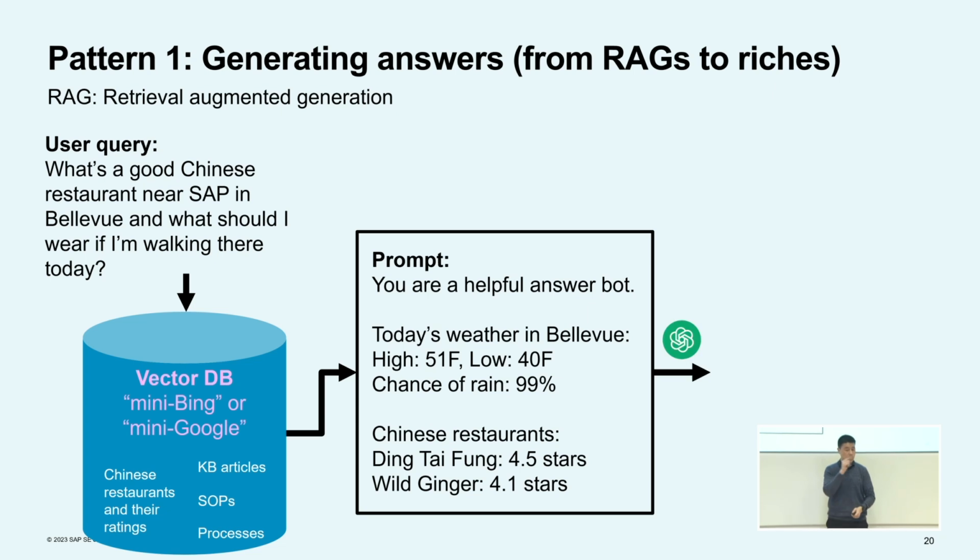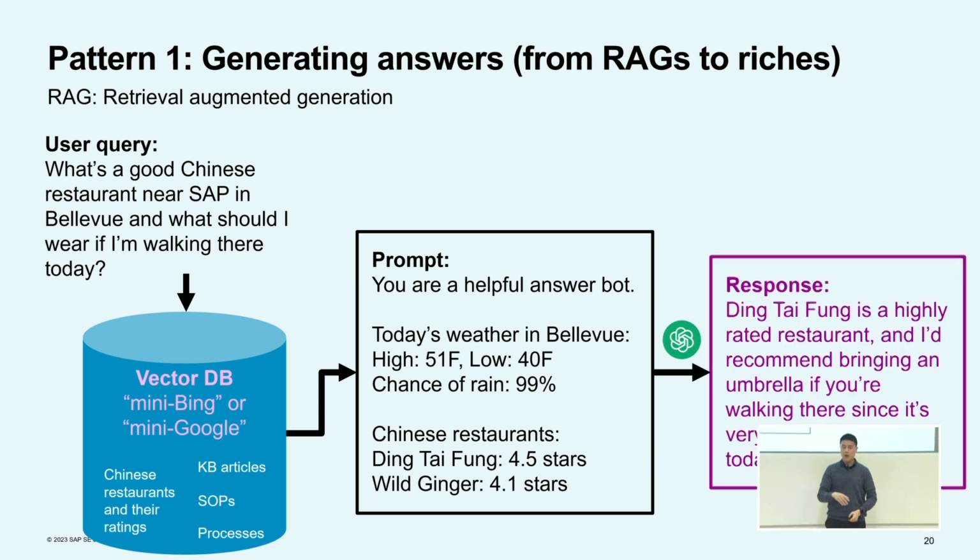This prompt then goes into an LLM of your choice, and then you get a response, right? Din Tai Fung is a highly rated restaurant, and I recommend bringing an umbrella if you're walking there, since it's very likely going to rain today. And that's the output from the large language model. And you can see that there was nothing in here about umbrellas, right? There's nothing in here about a lot of things, and yet the LLM was able to take the information and say, if the chance of rain is 99%, then the recommendation is to bring an umbrella, right?